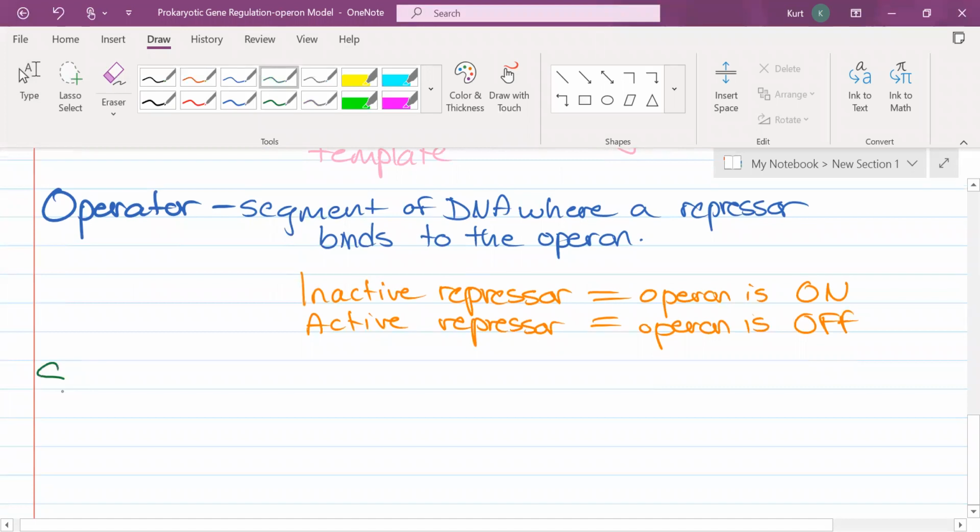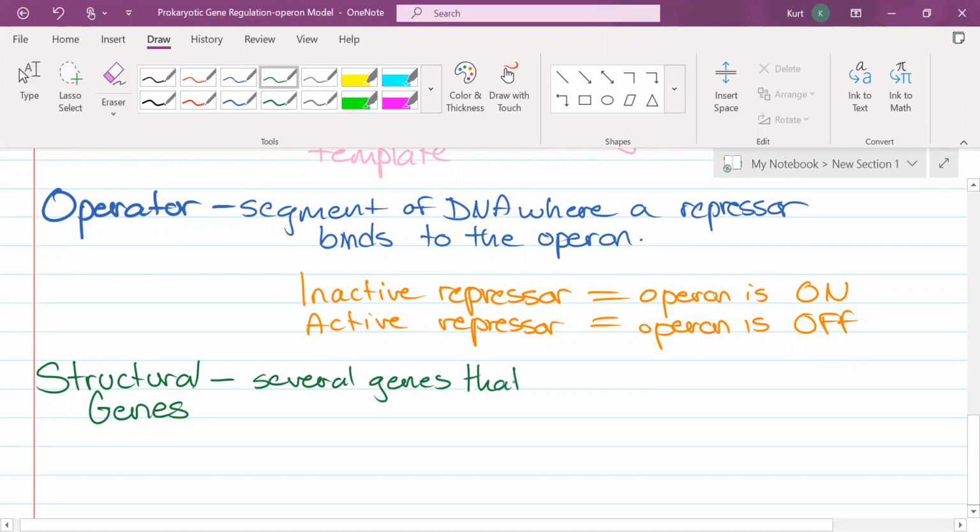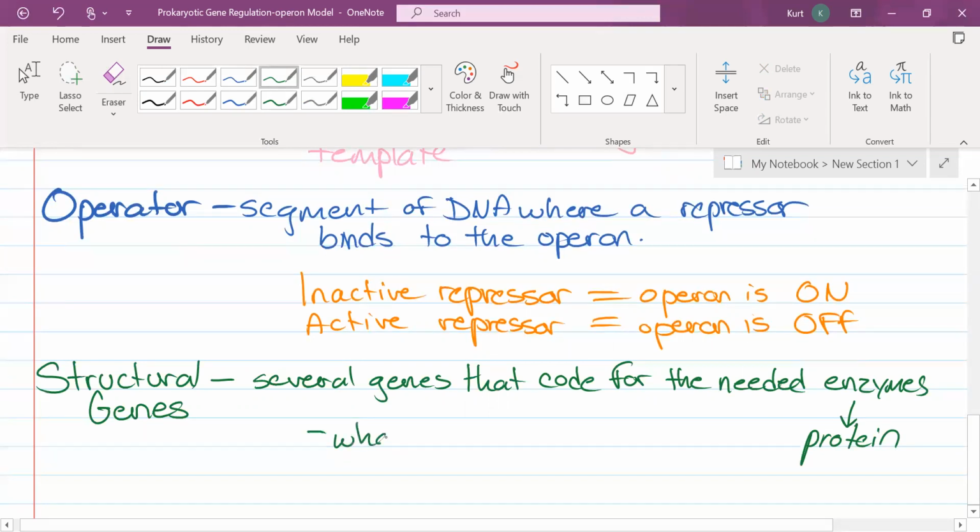All right, next, we have structural genes. Structural genes are several genes that code for the needed enzymes. And go way back to unit 1, guys. What type of molecule is an enzyme? What type of macromolecule is it? Right, it's a protein. The structural genes are what are transcribed.